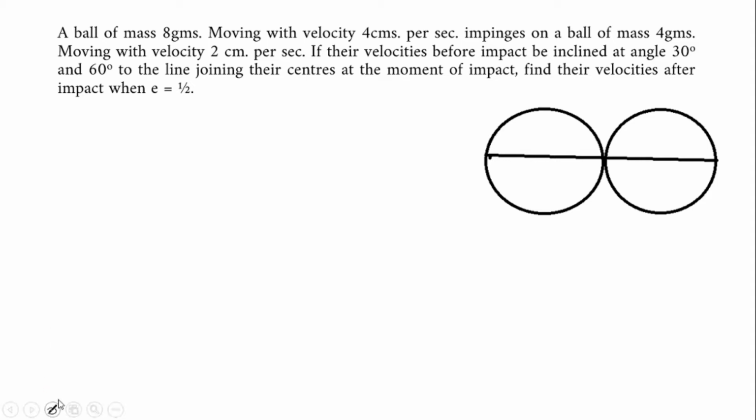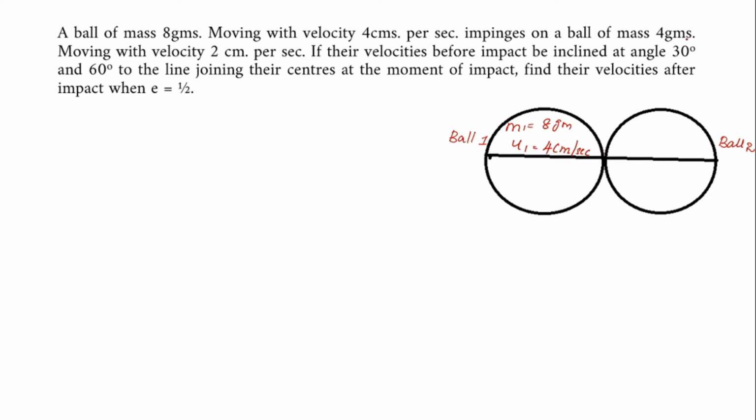They have given that there are two spheres, two balls. The first ball is of mass 8 grams. So I am considering this as ball 1, and this is ball 2. The first ball is of mass 8 grams, moving with velocity 4 centimeter per second. We consider this as the initial velocity, which we usually mention as u1. So u1 is equal to 4 centimeter per second.